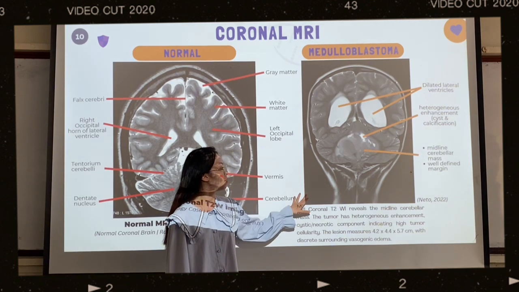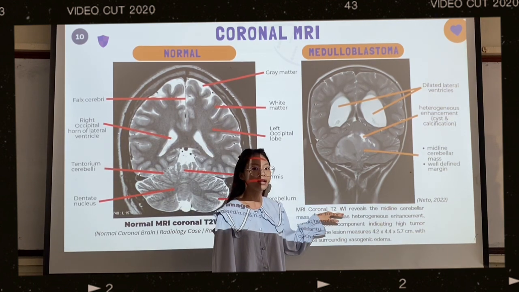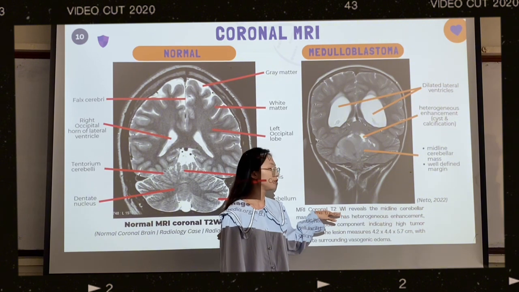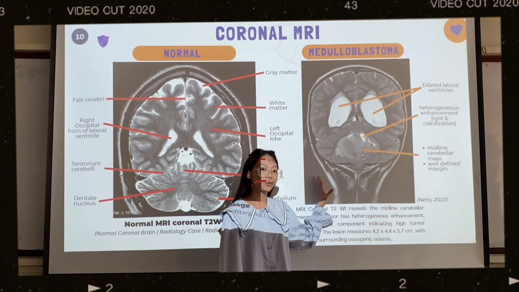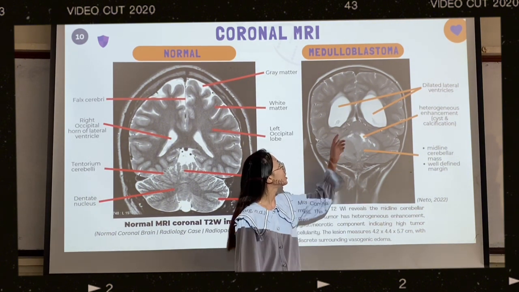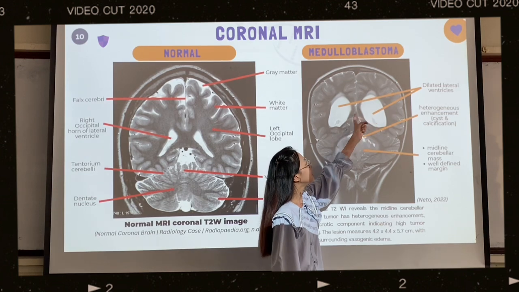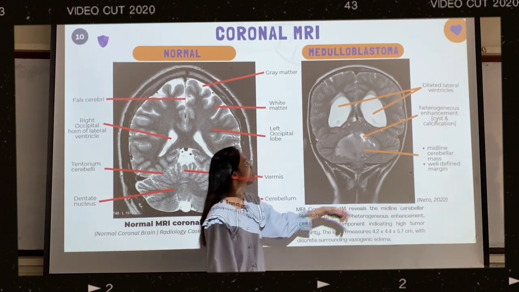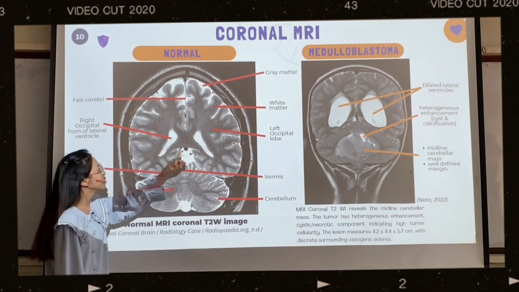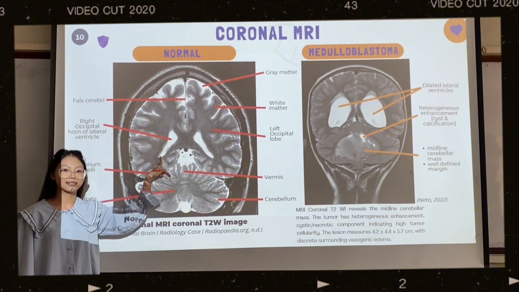Why? Because this image is actually an MRI T2 weighted image. So in a T2 weighted image, fluid will appear hyper-intense. That's why you see the dilated lateral ventricle appear hyper-intense. And it is dilated compared to the normal one, which should be like this.